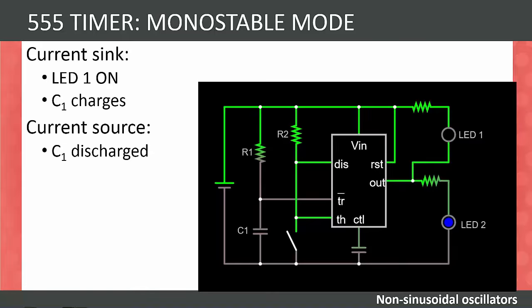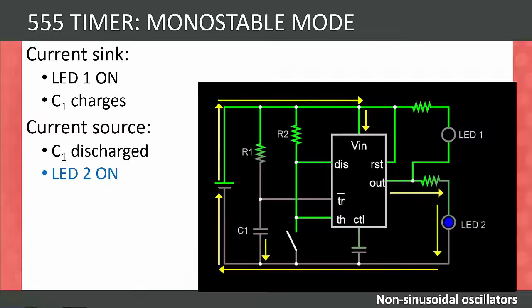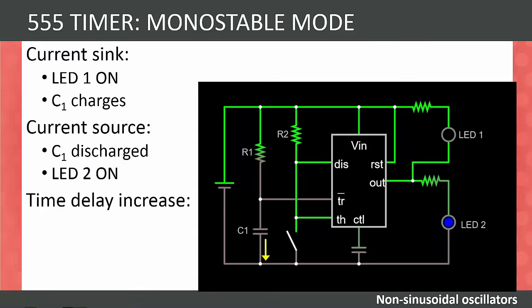Once the capacitor is full, the circuit will discharge the capacitor. The circuit will then act as a source with current flowing through it and to LED 2. Because this is monostable, we'll need to press the switch again if we want to trigger it. The time delay on the circuit can be increased in the same way as it was for astable mode, thus either by increasing the resistor or by increasing the size of the capacitor.